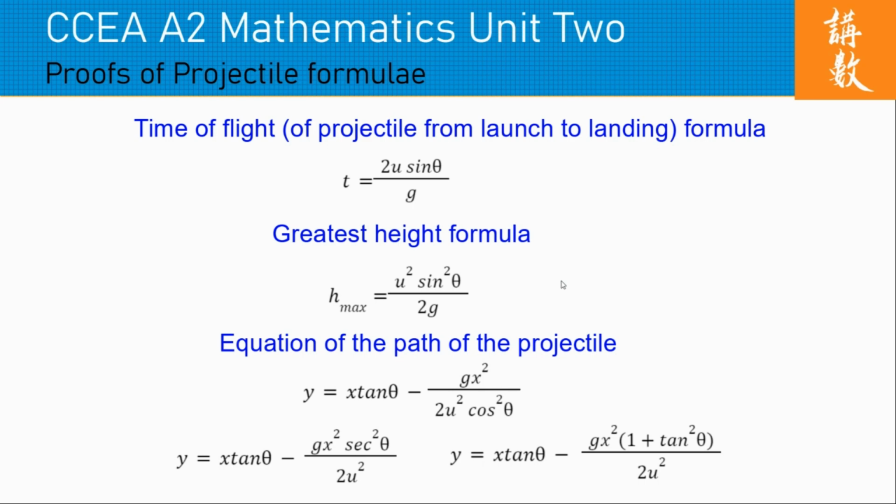That's all for today. I have demonstrated the proofs of the projectile formulas, which are all necessary for Section A Mechanics of the A2 Unit 2 Applied Maths paper. If you'd like a copy of the proofs mentioned above, please send me a private message. This concludes the series of proofs required for the CCEA A2 Mathematics exam.